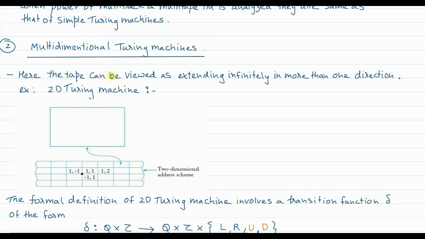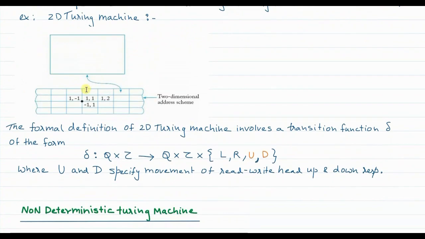Now here the tape can be viewed as extending infinitely in more than one direction. Whenever I say direction, I am talking about the axis: x-axis, y-axis, z-axis. So a 1D Turing machine is simple. That's a single dimensional Turing machine, same as a single tape Turing machine, normal. You have a 2-dimensional Turing machine, 3 dimensions, and so on. Other dimensions will be very complex to even think about, so let's go for the 2D Turing machine, the 2-dimensional Turing machine.